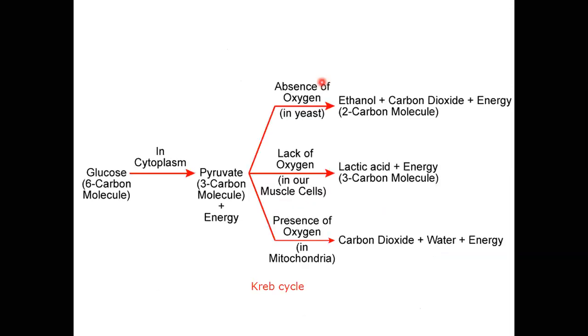Now look, what is happening here? The glucose in the cytoplasm is getting converted into pyruvic acid. Okay, this is the process of glycolysis, right? Glucose in the cytoplasm is getting converted into pyruvic acid. Yes, this is the process of glycolysis.